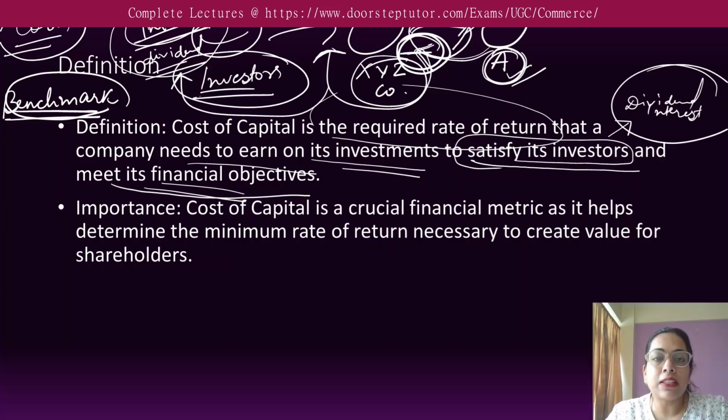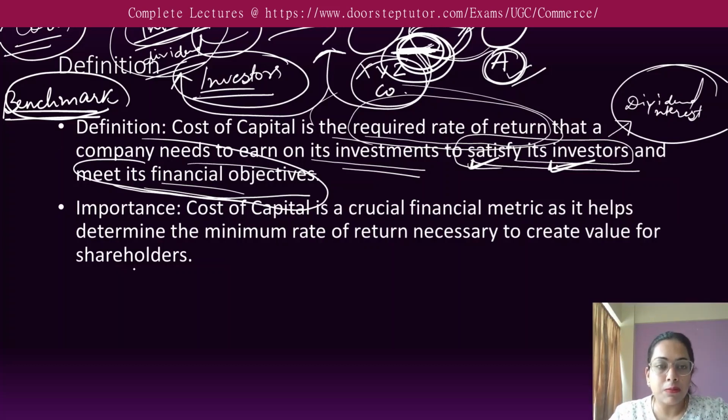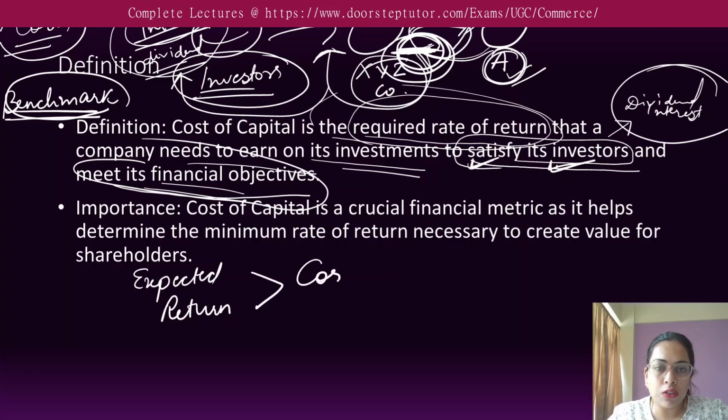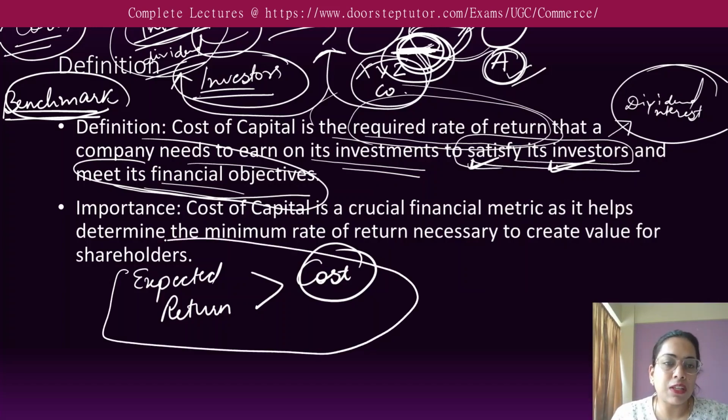So cost of capital is the required rate of return. It is that rate of return that the company has to earn on its investments in order to satisfy the investors and meet its financial objective. So one can say that for an investment to be worthwhile, the expected return on investment must be more than the cost. Return must be more than the cost associated with purchasing those assets or investments. So this is the minimum criteria for an investment to be worthwhile.